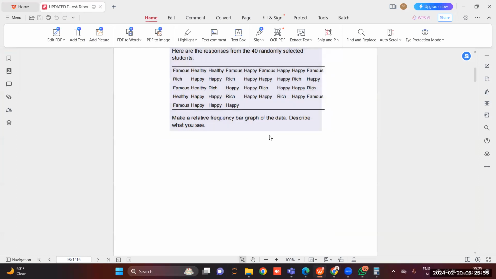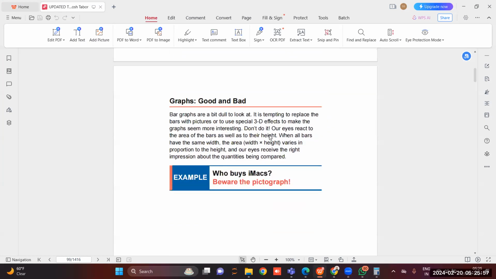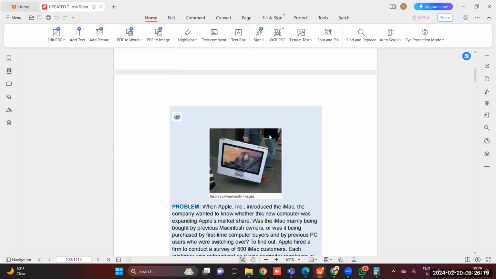So what next definition do we have to see? Graphs, good and bad. Bar graphs are a bit dull to look at. It is tempting to replace the bars with pictures or to use special 3D effects to make the graph seem more interesting. Don't do it. Our eyes react to the area of the bars as well as to their heights. When all bars have the same width, the area is proportional to the height.